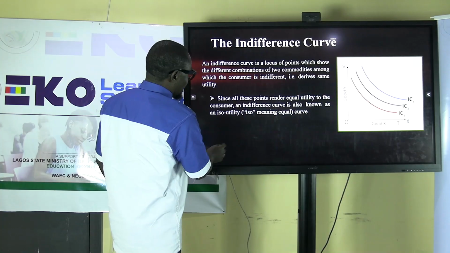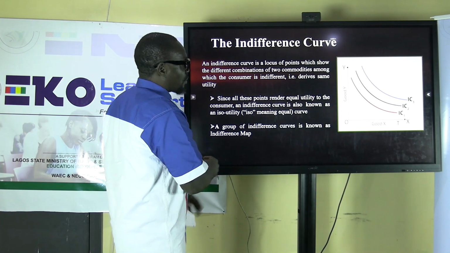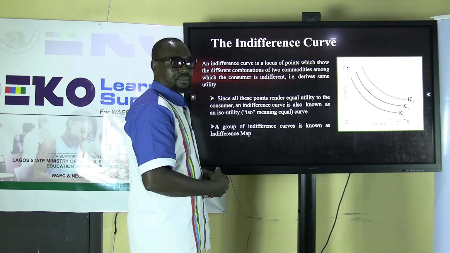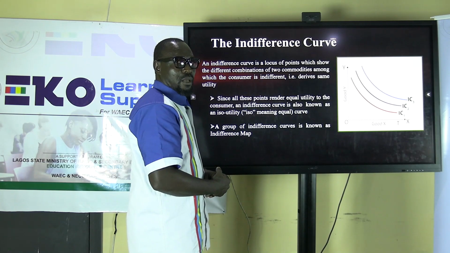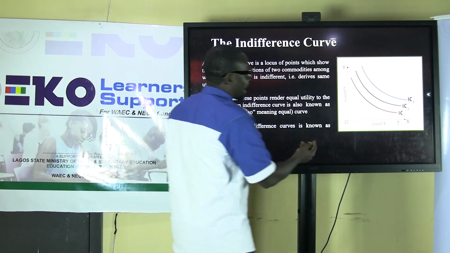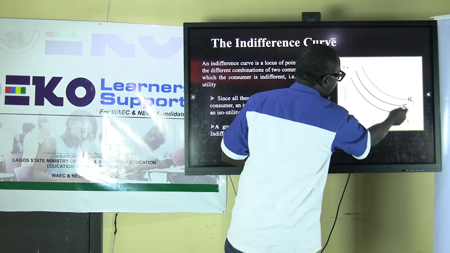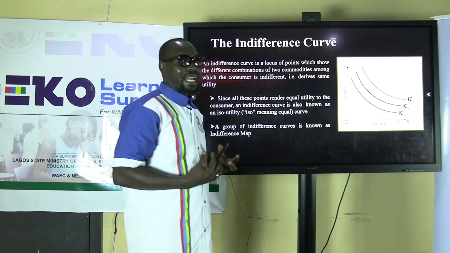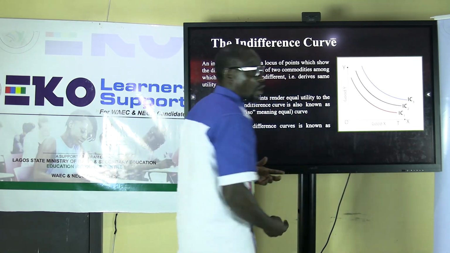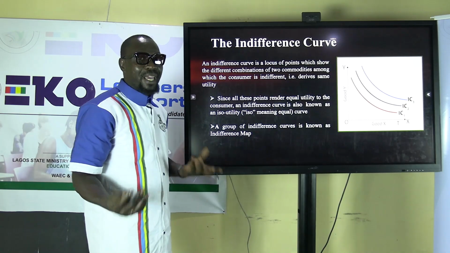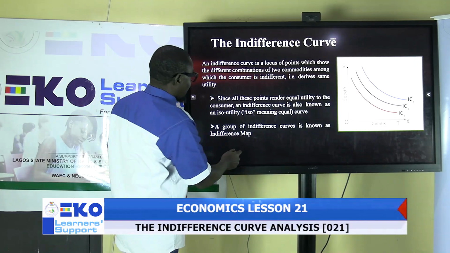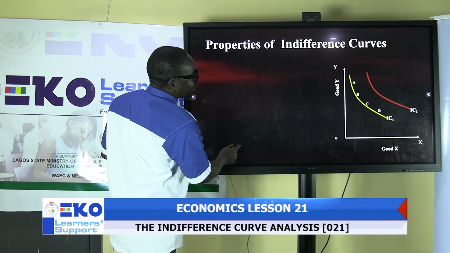When you have a number of indifference curves, it is referred to as an indifference map. So on the same graph, you can have different indifference curves. Now we look at the properties so that we understand why we can have more than one indifference curve together, or why we have indifference maps. Now, properties of an indifference curve.